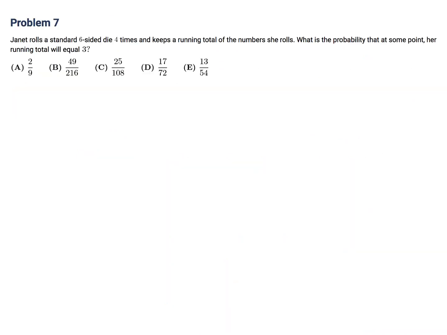Janet rolls a standard 6-sided die 4 times and keeps the running total of the numbers she rolls. What is the probability that at some point her running total will equal 3? So she's going to roll once, she's going to roll twice, and she's going to roll 4 times, right? 4 times, okay. So when she rolls the first time, it could be either a 1, 2, 3, 4, 5, or 6.